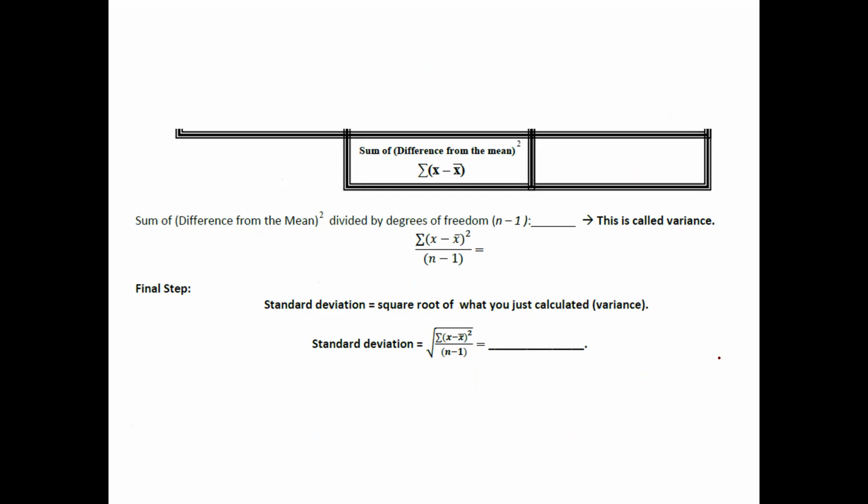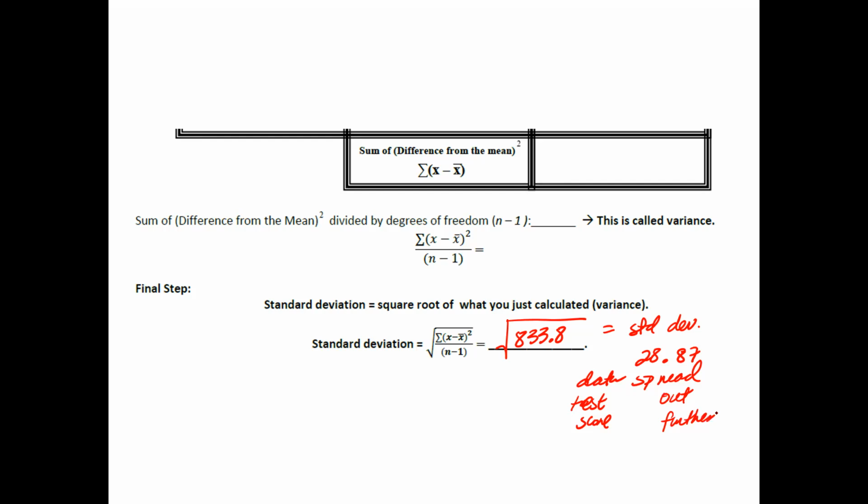So then I need to take the square root of that. So I'm going to take the square root of 833.8, which is a standard deviation of 28.87. So this actually means that the data, or the test scores, are spread out further apart. And that is your answer.